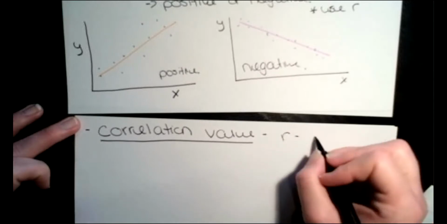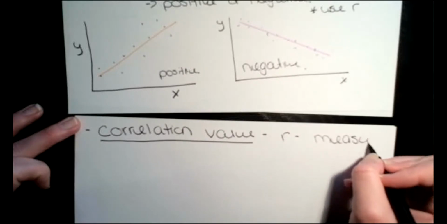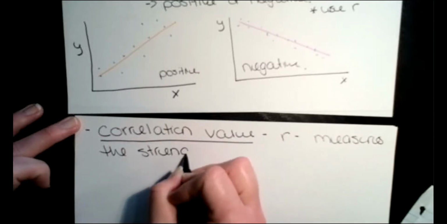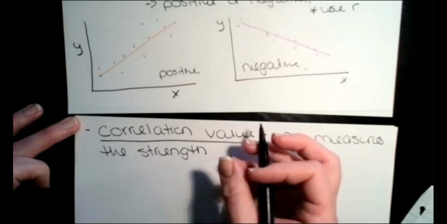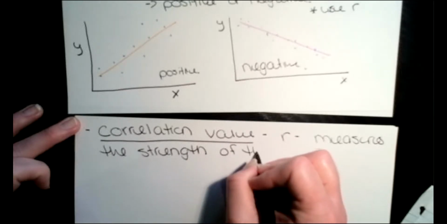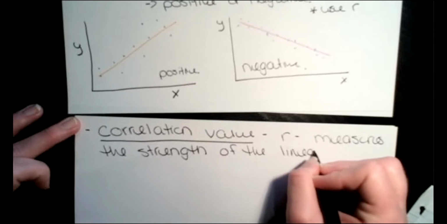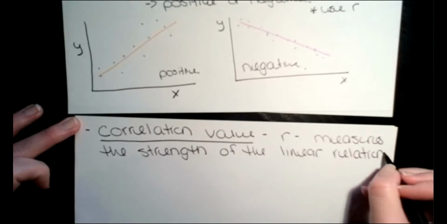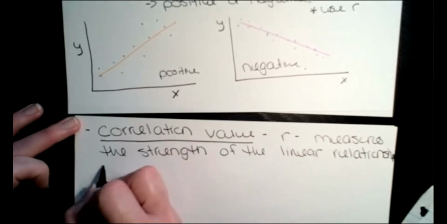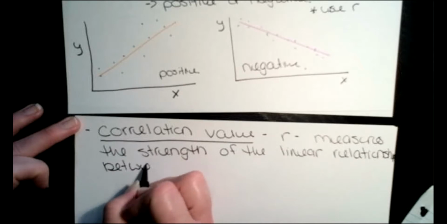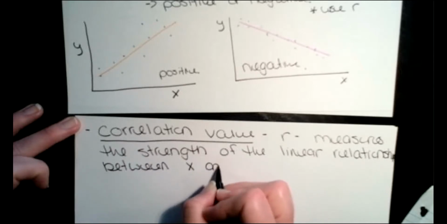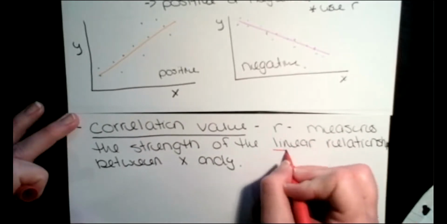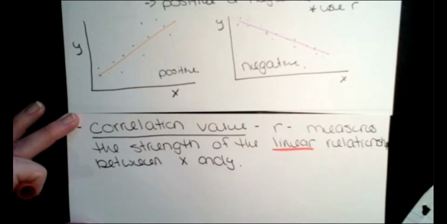And this is R, and this measures the strength of the linear relationship between X and Y. The key word here is linear, right? This is the key word.